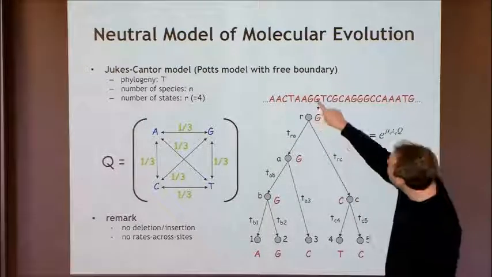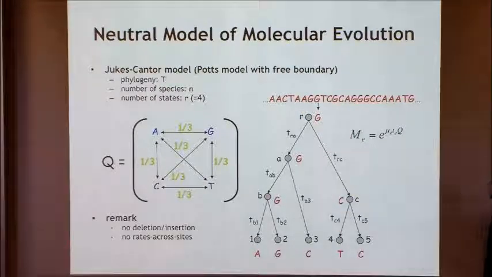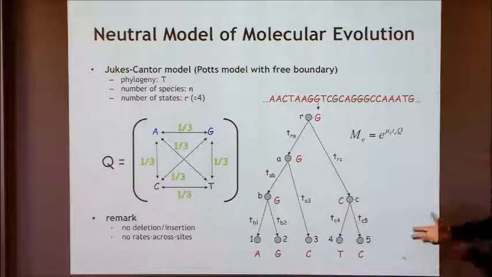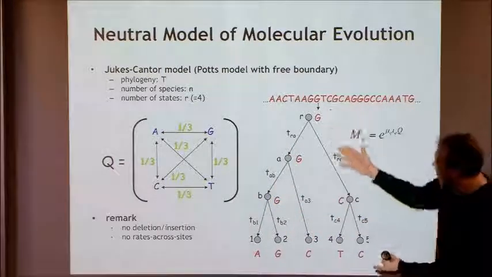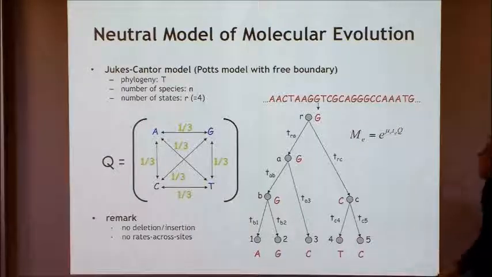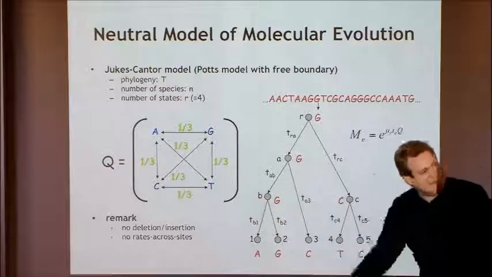If I focus on one particular site and ignore the other ones, the ancestor has a G over here. First of all, the tree here is deterministic. I'm not going to try to model how the evolution of these sequences has influenced the structure of the tree. I just have this tree that exists. And I'm just going to imagine that I have these neutral mutations that I've accumulated along the tree.